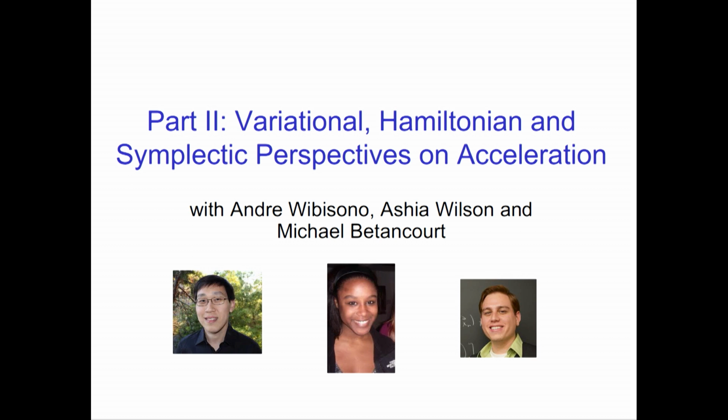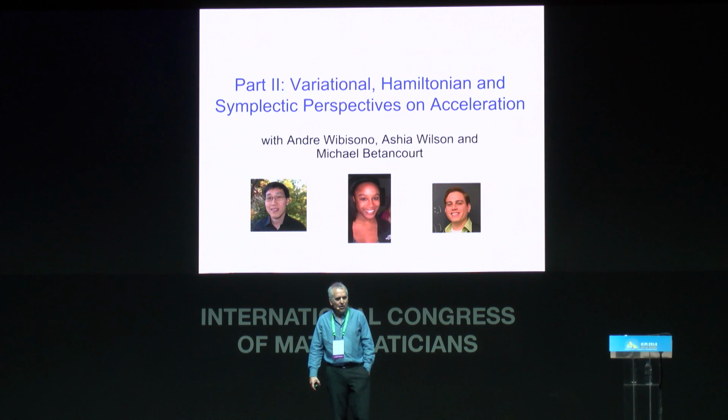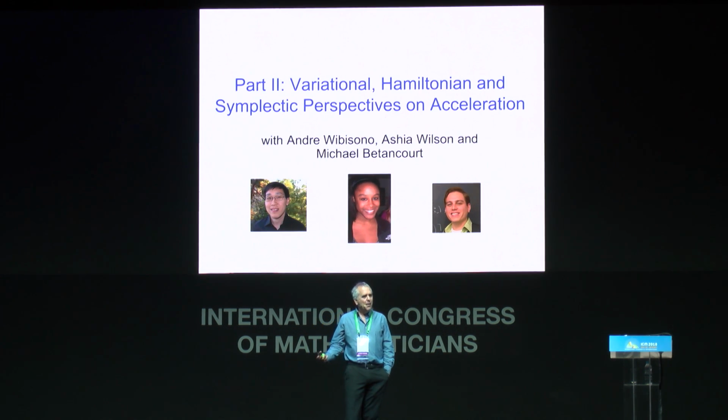So a lot of topics that are familiar and probably warm your heart: variational, Hamiltonian, and symplectic. And I'm going to argue they're really critical to understand this phenomenon in optimization. They haven't been, to my awareness, used in optimization, but I think they're really the appropriate tools.